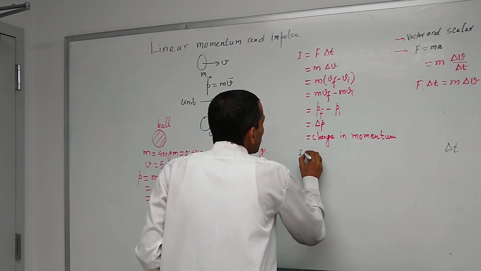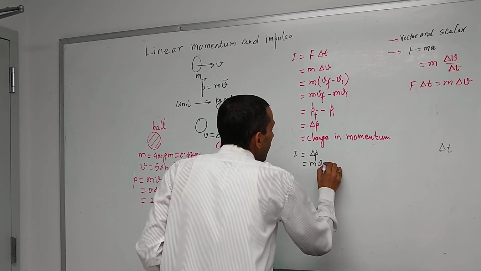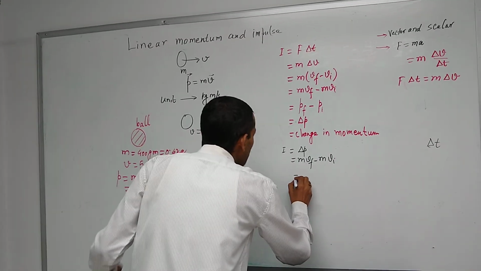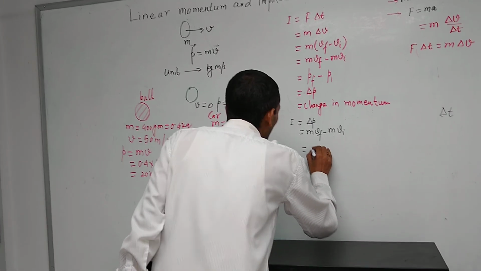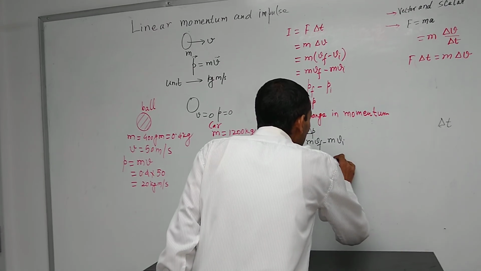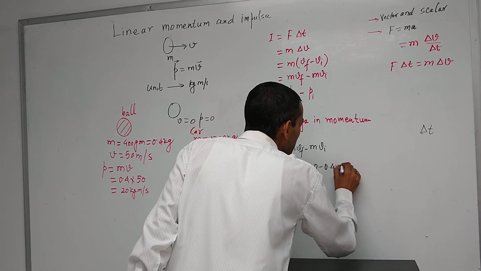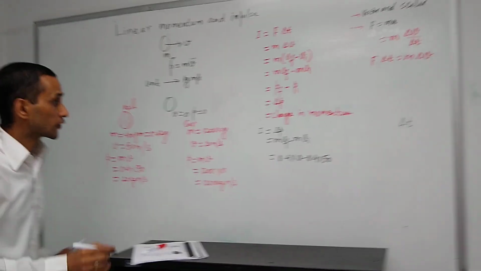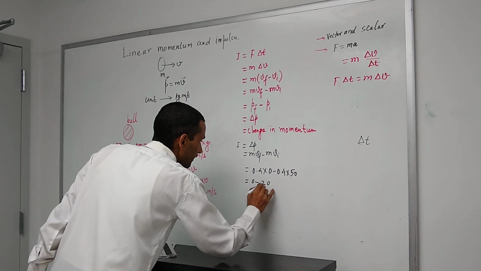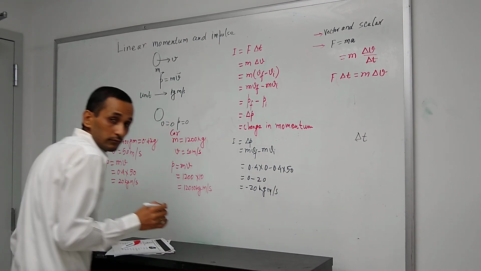So I have the formula: impulse I is equal to delta p, the change in momentum, which is m vf minus m vi. Calculate this for the soccer ball, whose mass is 0.4 kg. Finally, I have to stop it. So final velocity is 0, minus mass 0.4 times initial velocity 50 meters per second. That is 0 minus 20, which is negative 20 kg meter per second, the change in momentum.